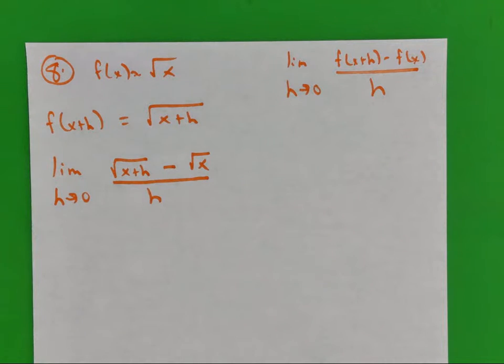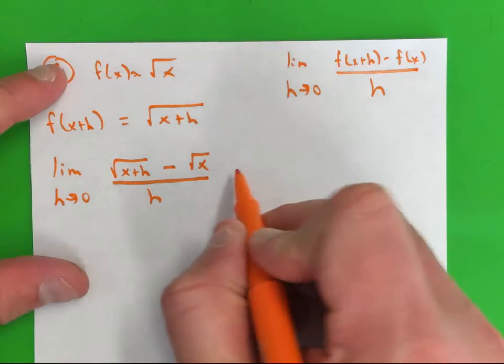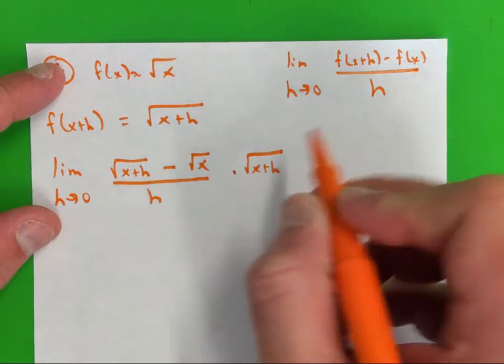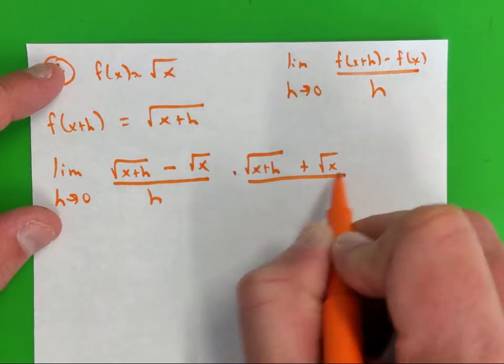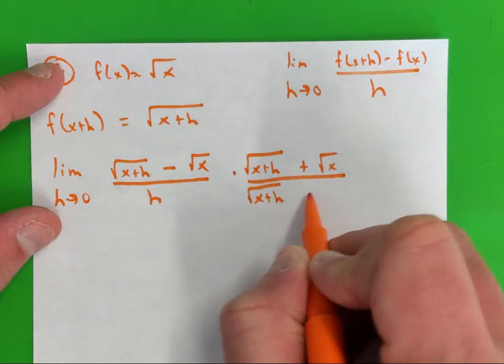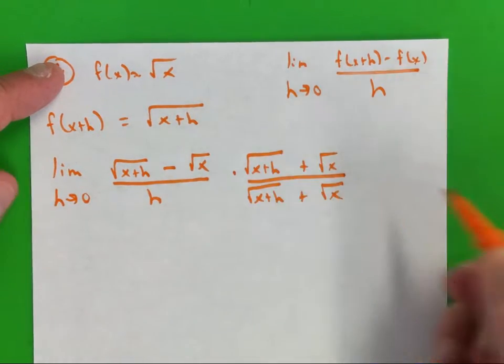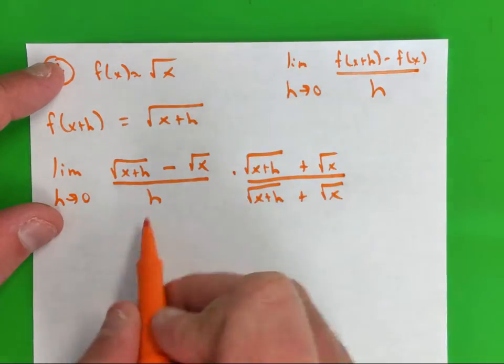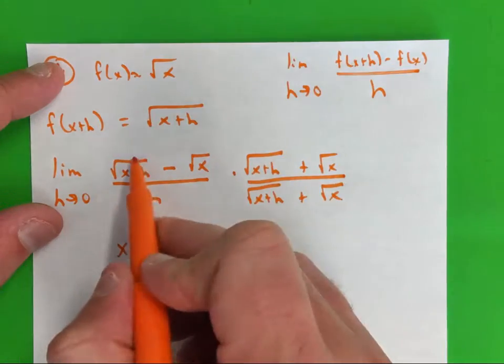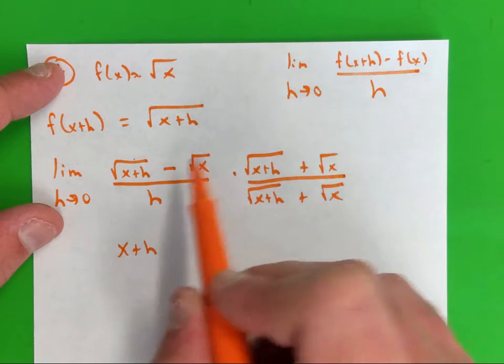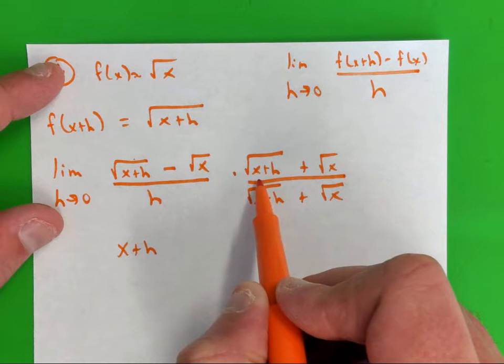I tried direct substitution. What do I get in the denominator? 0. So what toolkit strategy can I use here? Rationalizing the numerator. This times this just gives me x plus h. This times this will give me positive. This times this will give me negative. What would happen to those two things?